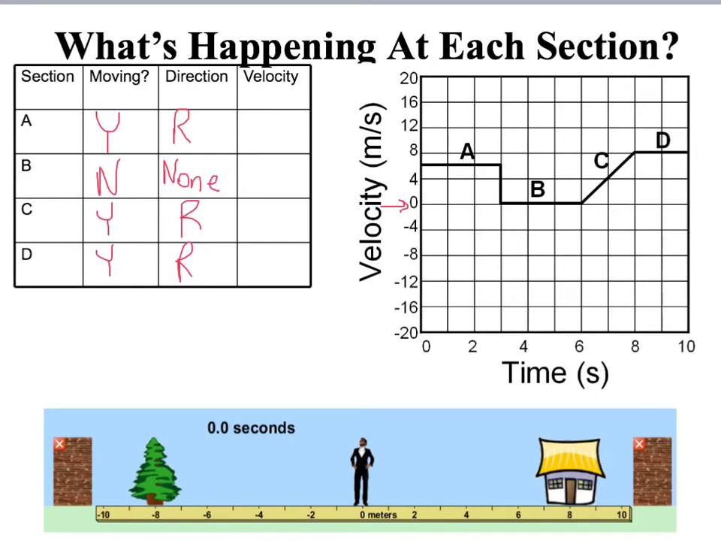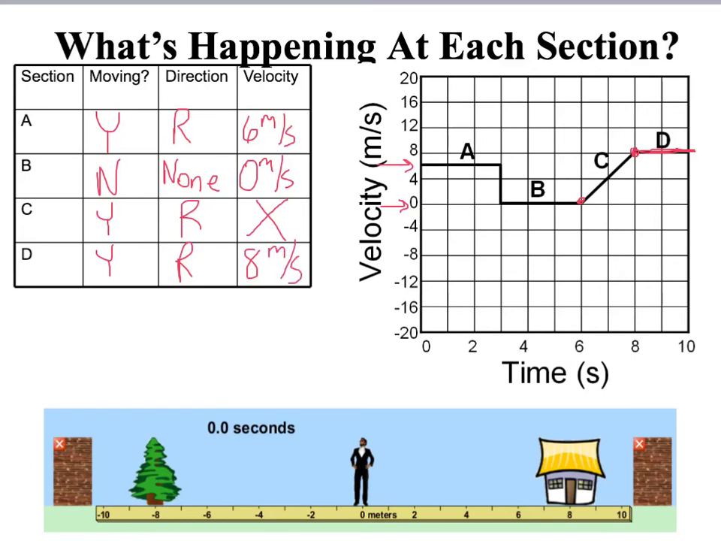Now, what's the actual velocity? Well, let's look at part A. That's about halfway between 4 and 8, so we'll call that 6 meters per second. Part B has a velocity of 0 meters per second. For part C, we can't really calculate a velocity because it's accelerating. We could say that it changes velocity from 0 meters per second to 8 meters per second, but we can't really calculate a velocity for that. Finally, for part D, we can see that the object is staying constant at a velocity of 8 meters per second.